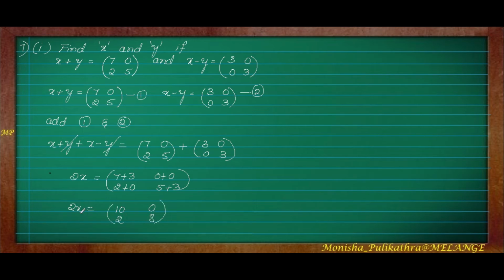Since we have to find out the value of x, we have to shift this 2 to this side. Since it is 2 into x, when we shift it, it will become divided by. So x is equal to 1 by 2 into the matrix 10, 0, 2, 8. Next we have to divide each and every element in the matrix by 2. That is 10 by 2, 0 by 2, 2 by 2 and 8 by 2. So 2 5s are 10, 2 1s are 2, 2 4s are 8. 0 by 2 will be 0. So the value of matrix X is 5, 0, 1 and 4.